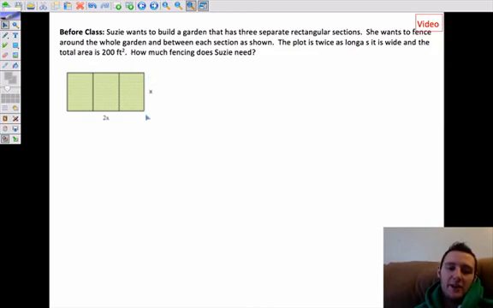First, we'll want to find the dimensions of this whole rectangular plot. We can find that because we know that this side is x, this side is 6x, and the total area is 200 square feet. So use that to find x. Then you can find how much fencing she will need.